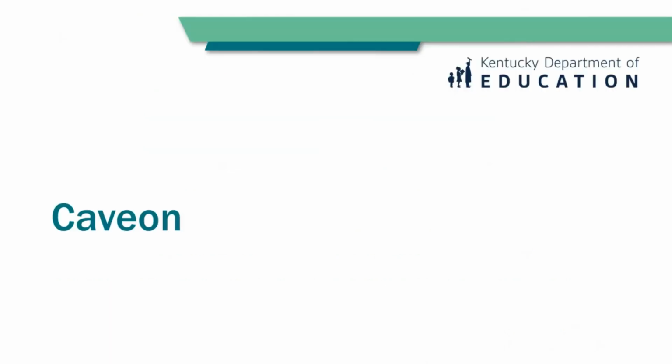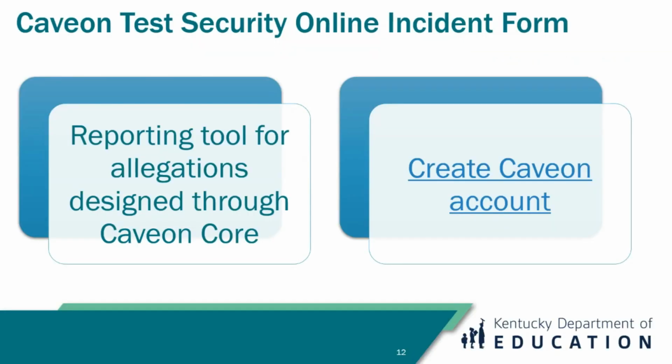Now let's take a look at the online reporting platform for allegations. As much as we try to have the perfect test administration, test irregularities can occur. Sometimes the irregularity will rise to an allegation. Determination if the test irregularity is an allegation should be made by the DAC. Many times the DAC and the BAC work in unison to determine if a test irregularity is an allegation.